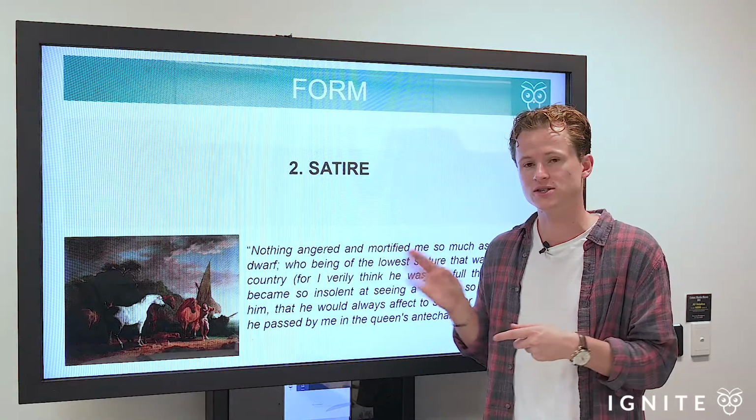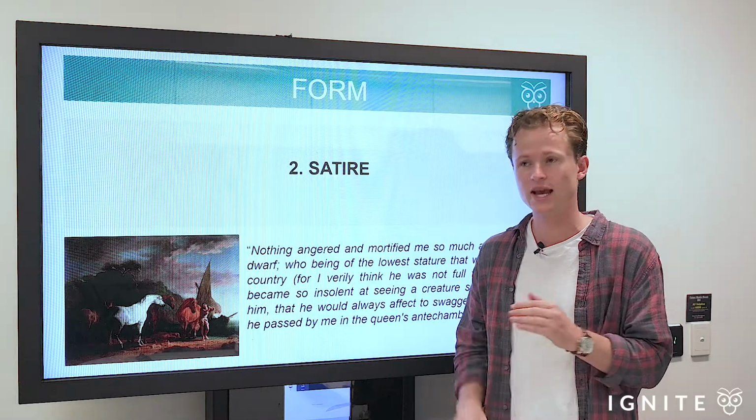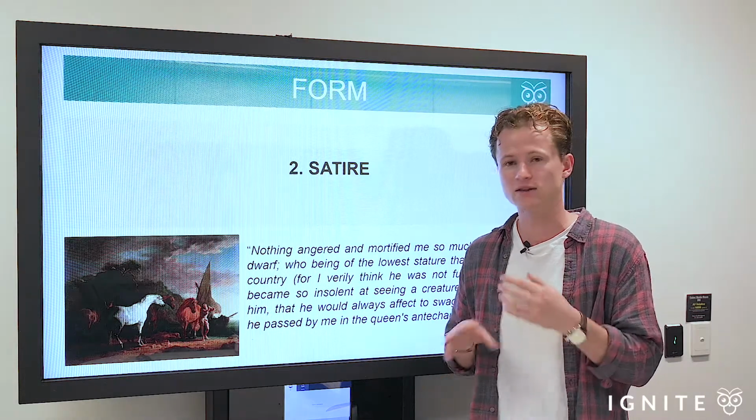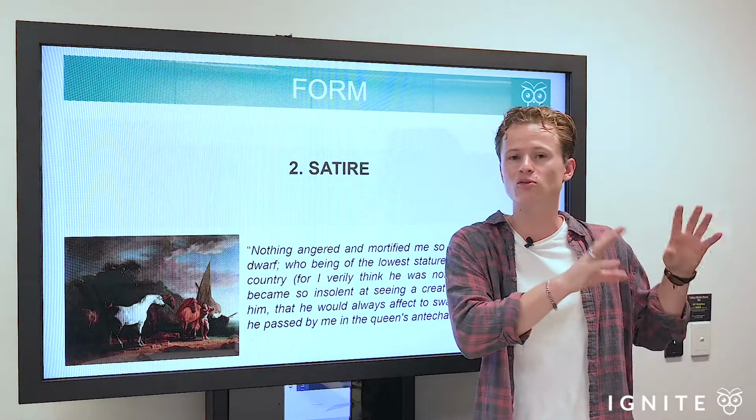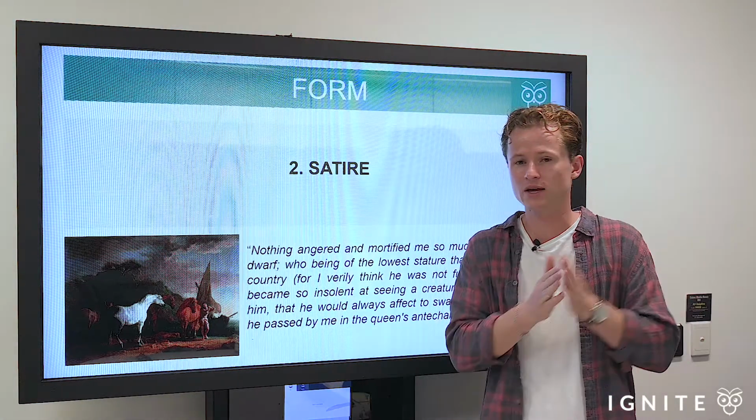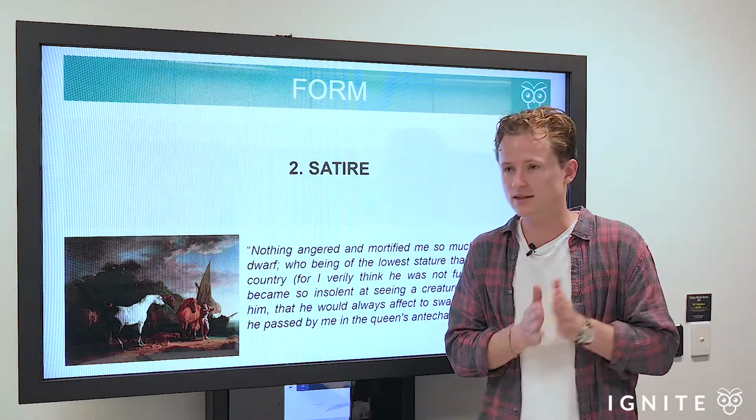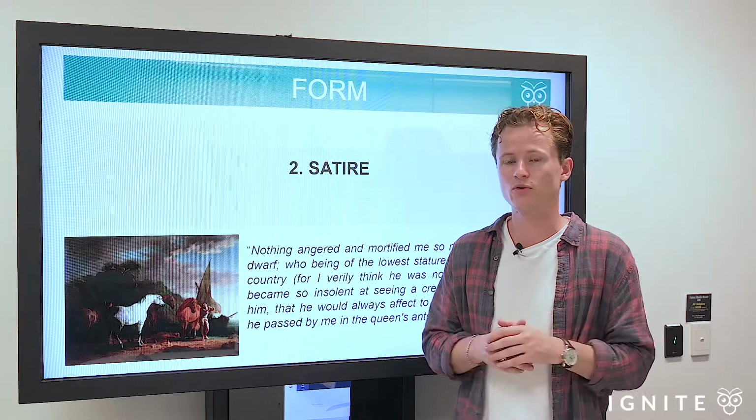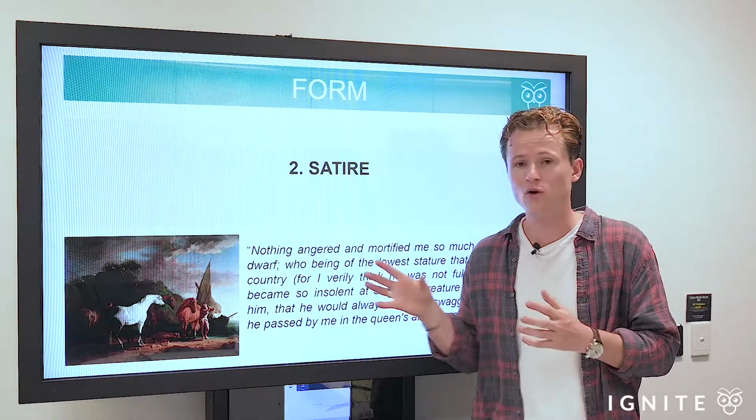So I think satire is just the other aspect that you should really understand. It should inform a lot of the analysis that you're doing. By understanding these formal conventions that Swift is employing, it better helps you understand the ways that these key themes really come through. So that's what I have for the form for Gulliver's Travels.